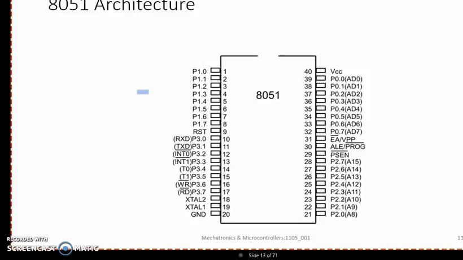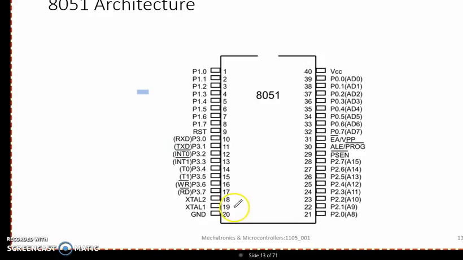8051 is a 40-pin IC. So on this slide you can see the 40-pin IC diagram of 8051. You will find pin number 1 to pin number 8 forms port 1. Pin number 9 is the external reset pin. Pin number 10 to pin number 17 is port P3 with additional functions also.